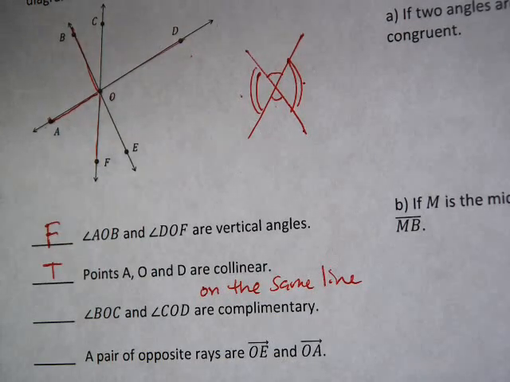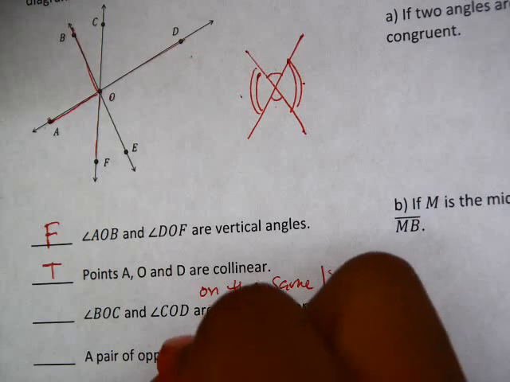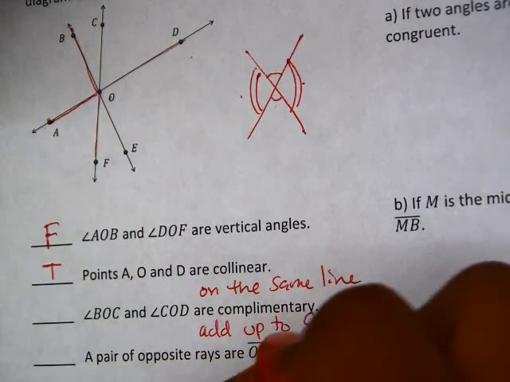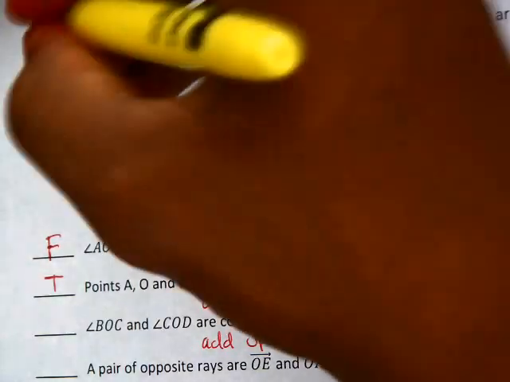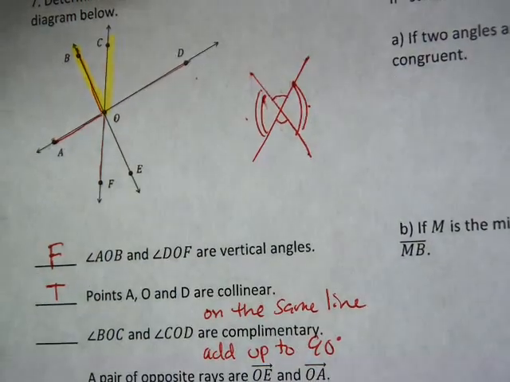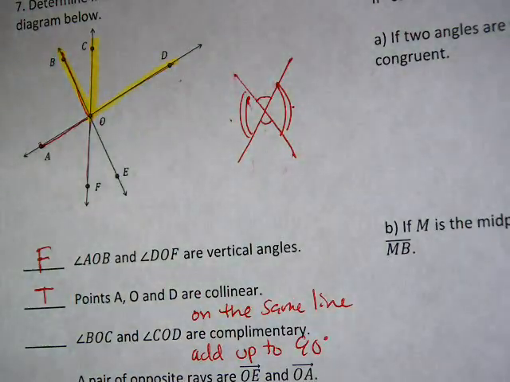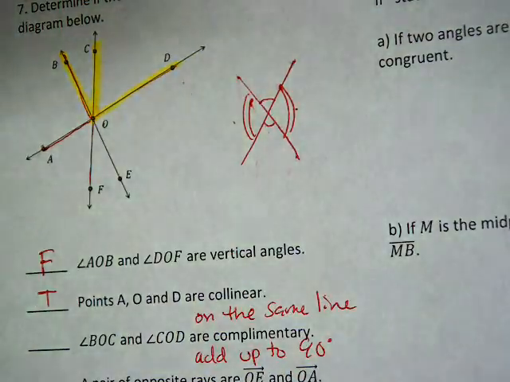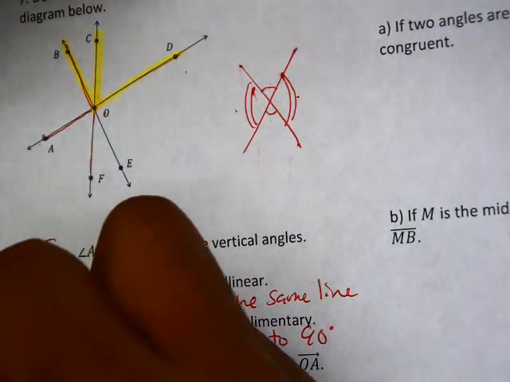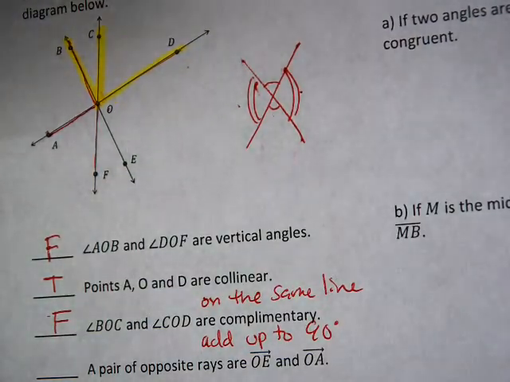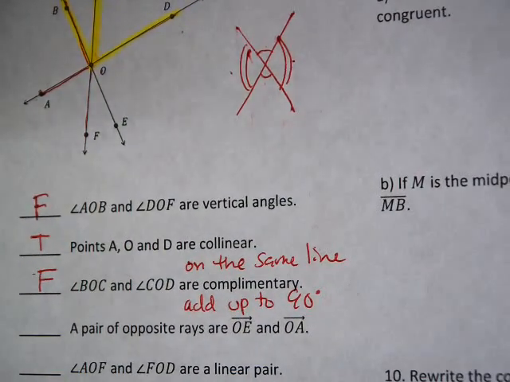BOC and COD are complementary, meaning they add up to equal 90 degrees. So let's check that out. BOC, which is this angle, and COD, which is that angle, they sure look like they do form a right angle, but we do not know for sure unless there's a little square box to inform us that that is exactly 90 degrees. So I'm going to say that we cannot determine if it's true or not, so I'm just going to go with false. You cannot determine if they are complementary.